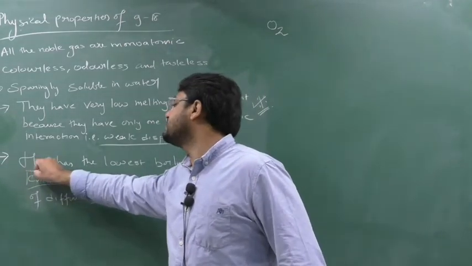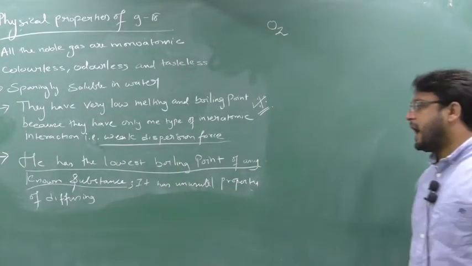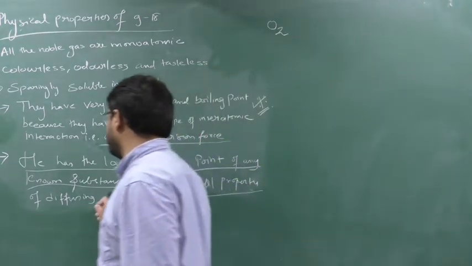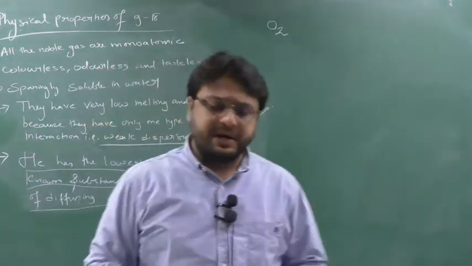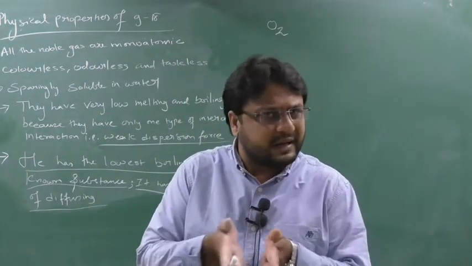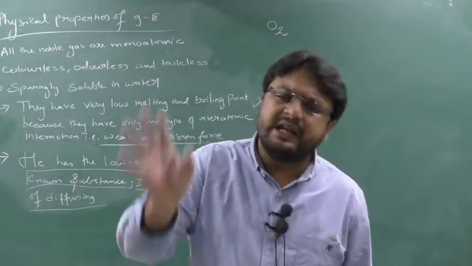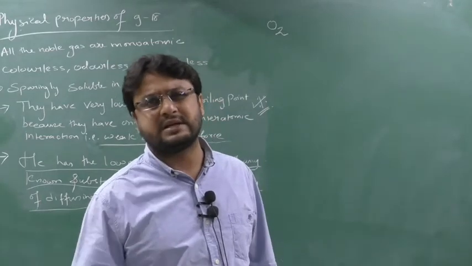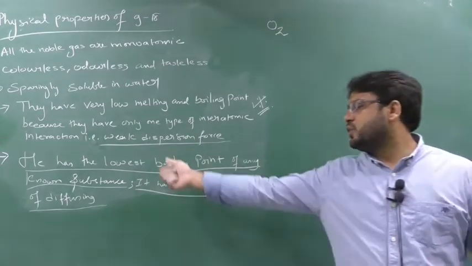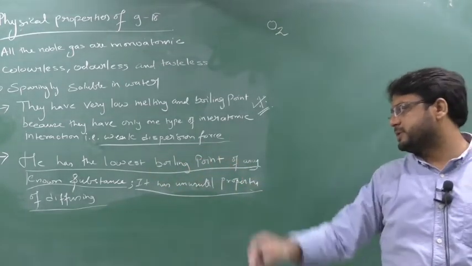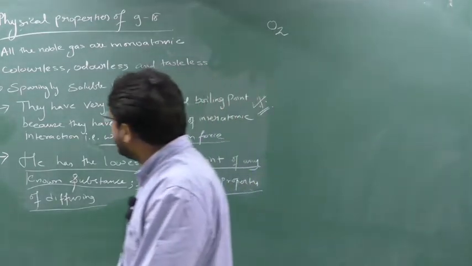Next, helium has the lowest boiling point of any known substance. Out of all the substances, helium is the element which has the lowest boiling point, and it also has one unusual property of diffusing. It can diffuse through many pieces of laboratory apparatus. It can spread easily, meaning it can move and enter easily into rubber, plastic, glass or apparatus. So it has one unusual property. Who? Helium only. Helium has the lowest boiling point of any known substance and an unusual property of diffusing through plastic or laboratory apparatus.